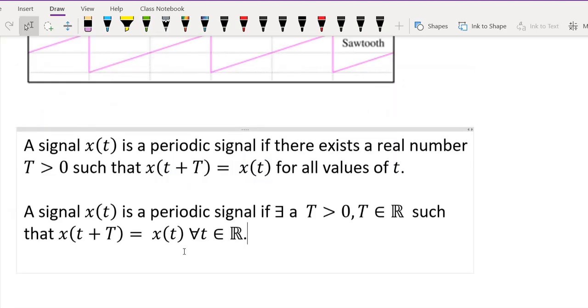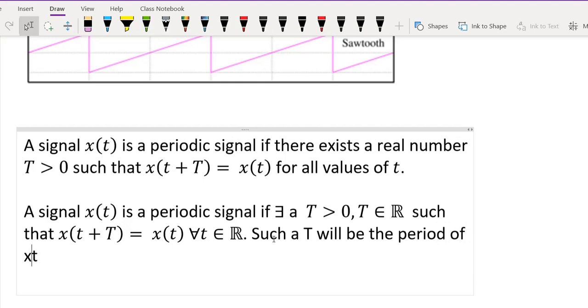So when that happens, capital T will be the period of that signal. So we can say such a capital T will be the period of x of t. Let me make this math.